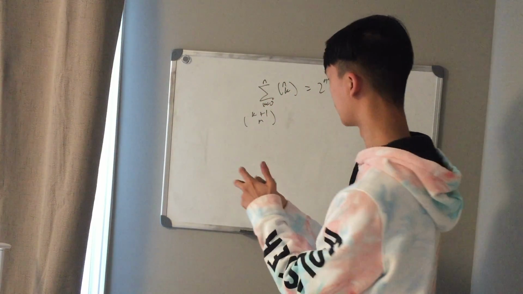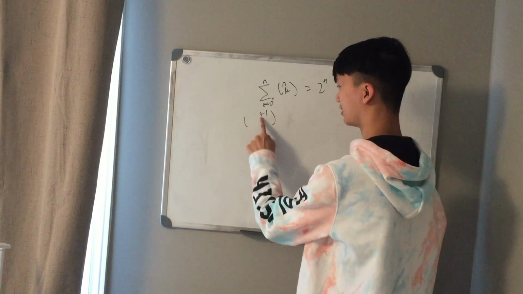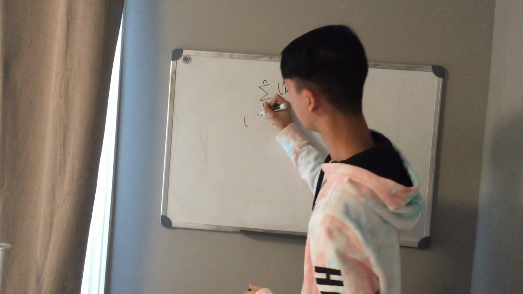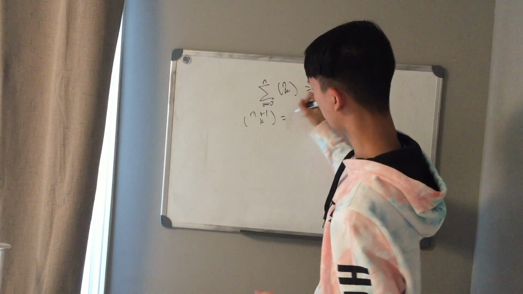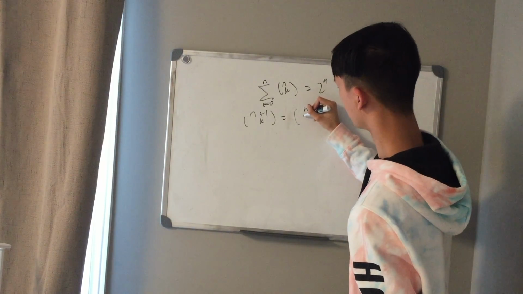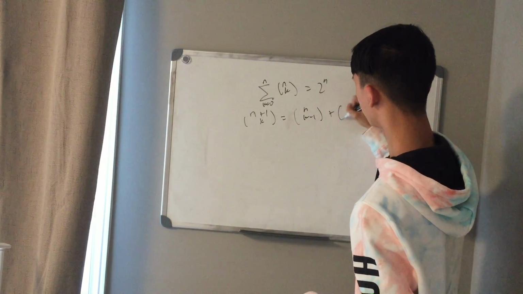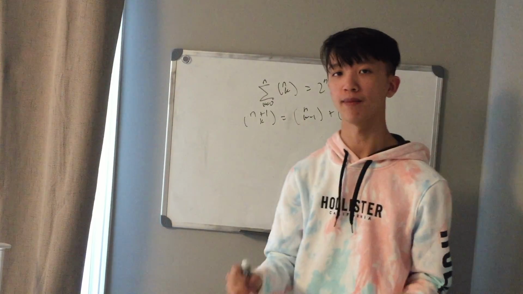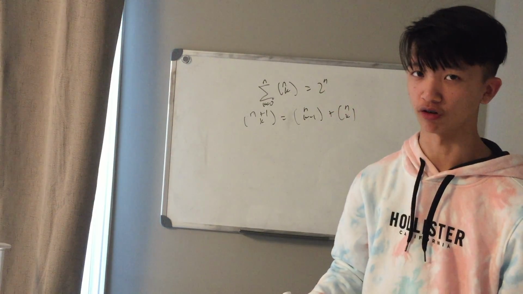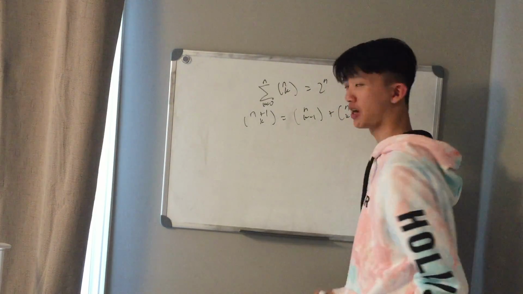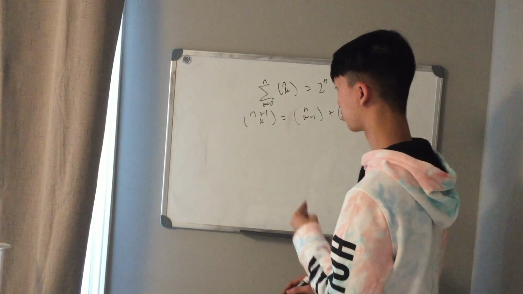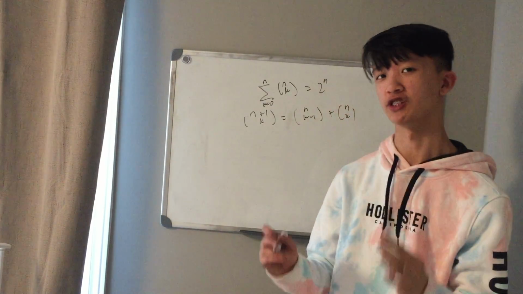Actually, it should probably be n plus 1 choose k, to avoid confusion, is equal to n choose k minus 1 plus n choose k. And now you're probably wondering why I showed you Pascal's triangle earlier. Well, this is when it comes in handy. Now, it's pretty easy to prove this algebraically, but I'm going to prove this visually.